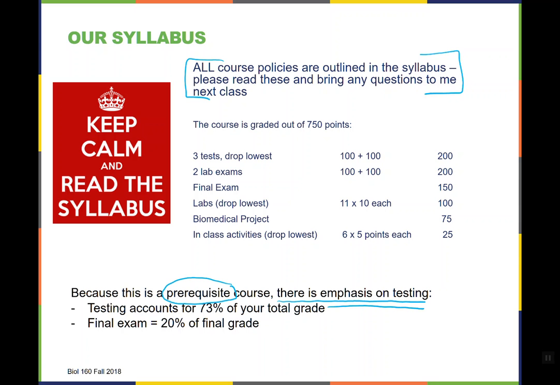So testing in total, including your 3 midterms, your 2 lab exams, and your final, yes, that's a lot of testing, accounts for, in this class, 73% of your grade, and your final exam is 20% of your grade. The rest of these points are about, well, exactly 200 points worth of what we call soft points.